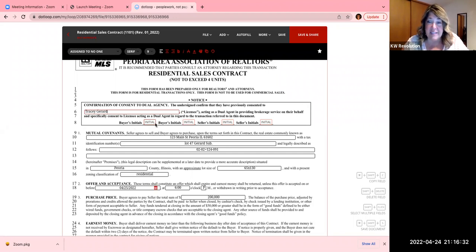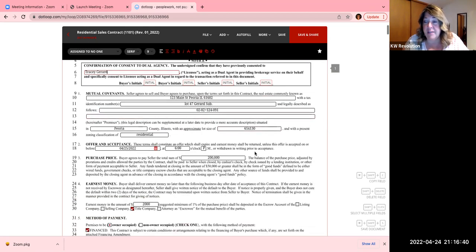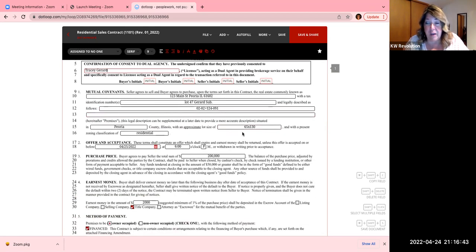So that's the licensee, and you're going to have the buyer and the seller both initial here and here, if you have two buyers, if you have two sellers. The next part of the contract is your basic information that you'll get off of either the website for the county or hopefully from the MLS sheet if it's listed in this area. So you're going to put the address, the way the address is 123 Main Street, Peoria, Illinois, 61602. I just made that up. I don't believe there actually is a 123 Main.